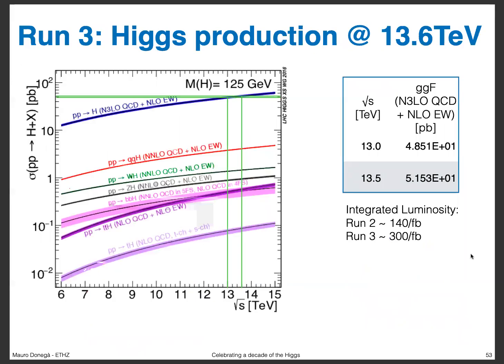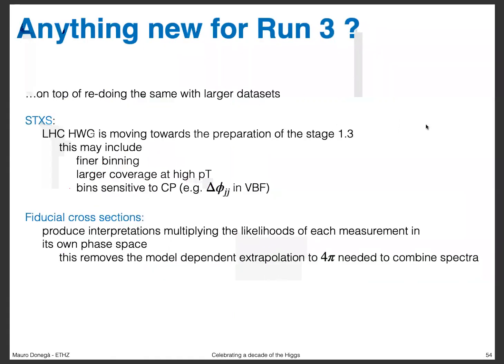So next, it's Run 3. In terms of center of mass energy, we go up to 13.6 TeV, which in terms of production cross-section for the Higgs is essentially irrelevant. But we're going to add a lot of luminosity, another about 300 inverse femtobarns. Anything new with this larger statistics? Well, of course, we redo everything we did before with larger statistics as usual. But maybe we can also do something new.